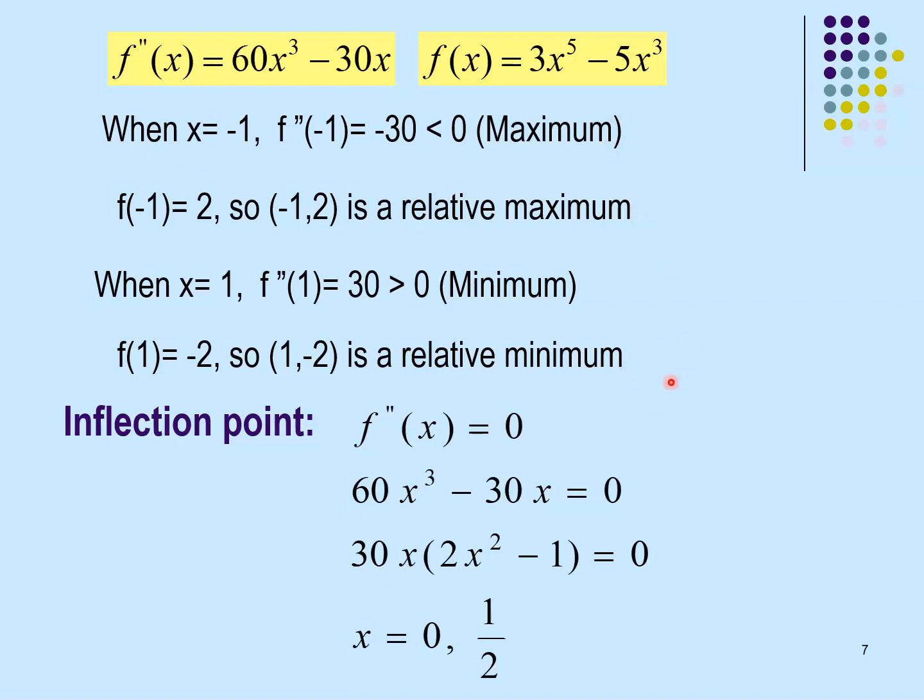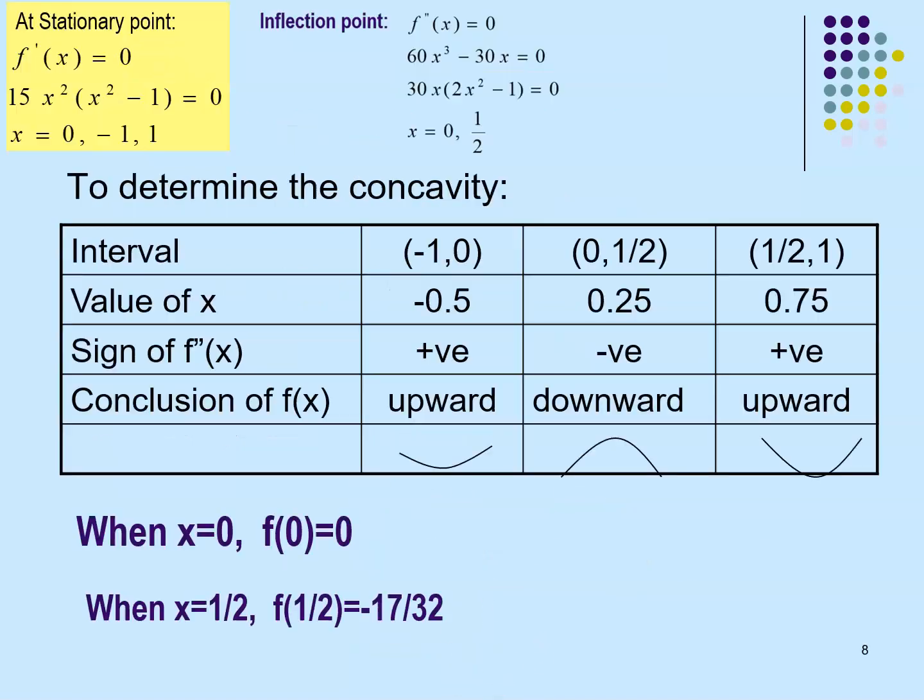So now you have found your relative maximum and relative minimum. Next step is to find the inflection point. So how to find the inflection point? We find the second derivative and then equal it to 0. So you have these values, x equal to 0 and x equal to half. So you're going to have two inflection points since you have two x values.